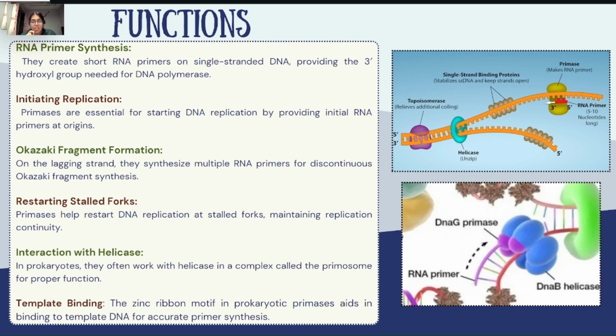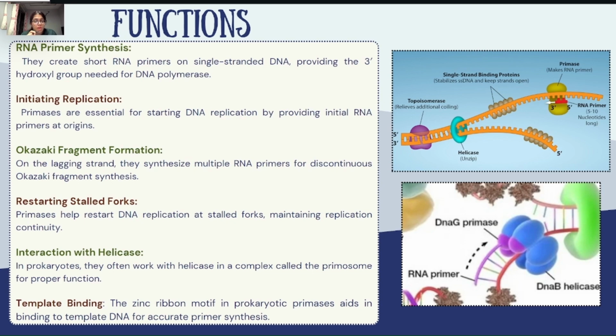Now, these primases synthesize multiple RNA primers along the lagging strand, allowing the DNA to create these fragments. Thinking of this process, it's like laying down tracks of a train that's being assembled in segments.